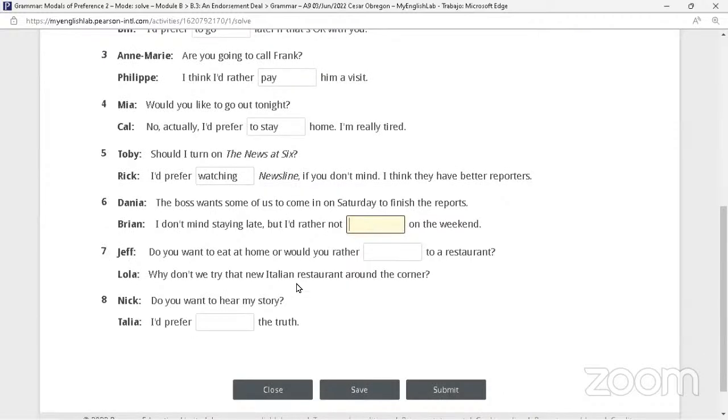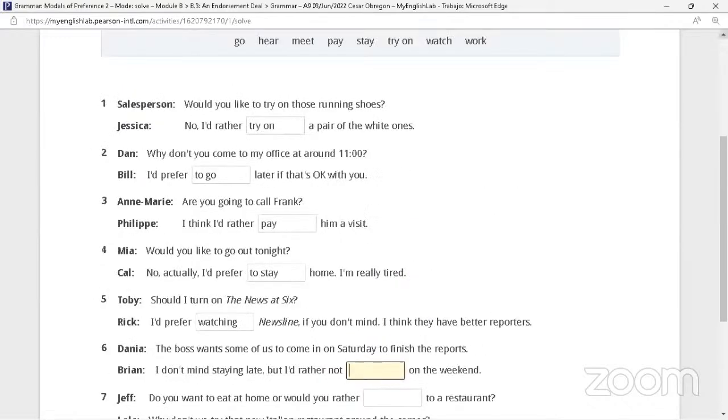The boss wants some of us to come in on Saturday to finish the reports. I don't mind staying late, but I'd rather not. Oh, can I see the options, please? But I'd rather not work on the weekend.